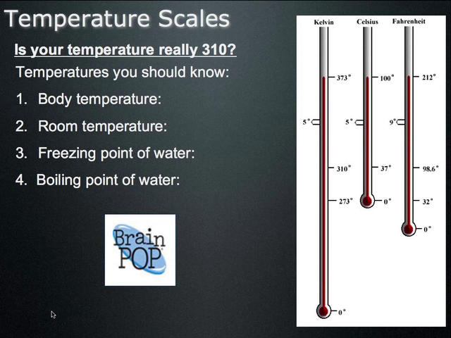212 degrees Fahrenheit is 100 degrees Celsius, which is 373 degrees Kelvin. For Kelvin, isn't 0 like absolute 0? You can't get lower than that? Yeah, and on the Kelvin scale, 0 degrees Kelvin is what's called absolute 0.